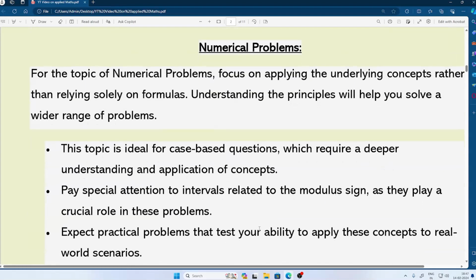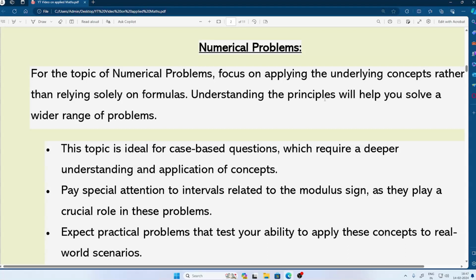Numerical problems, whatever is given in the NCERT support material, that also you must revise once to score higher marks. For the topic of numerical problems, focus on applying the underlying concept rather than relying solely on formulas. This is important here. In quantification, numbers, in these topics, sometimes to solve some skill-based question, in board paper, questions are of 4 different types.